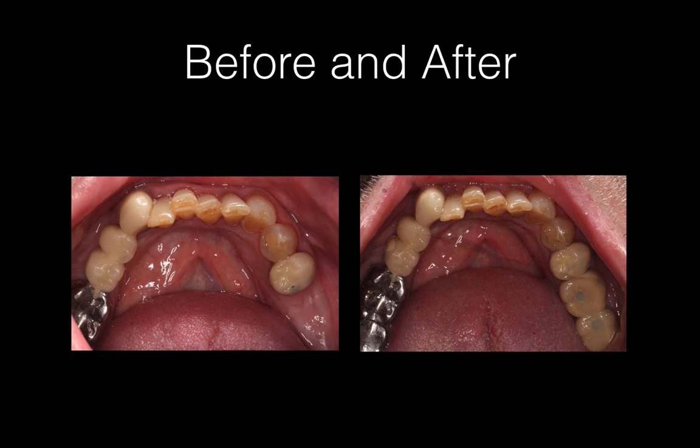So here is our before and after. And this is where, again, we've already extracted the compromised tooth and have bone grafted in that area. And after with our 2 implants and our 2 crowns.